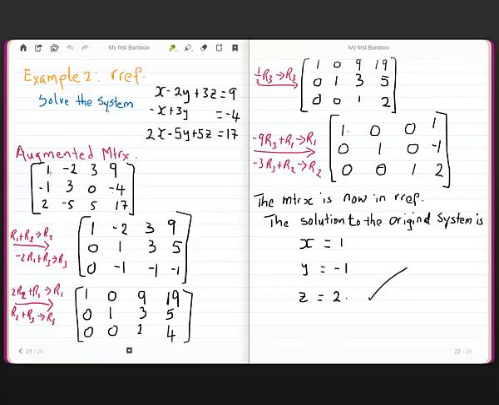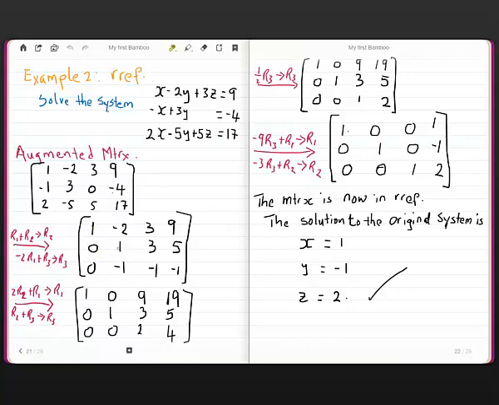So let's start off with row 1. We have a row leading 1, so we're good. To clear the first column, we would multiply row 1 by 1, add that to row 2, and leave the answer in row 2. We multiply row 1 by negative 2, add to row 3, leave the answer in row 3. Now we perform that operation, and that clears the column. All we have in this column is our row leading 1.